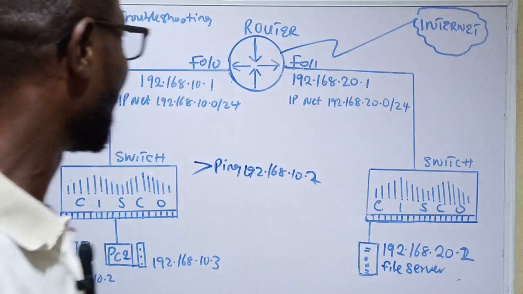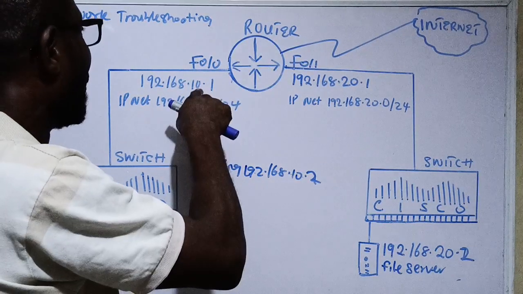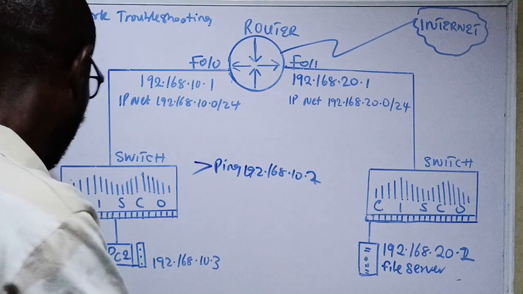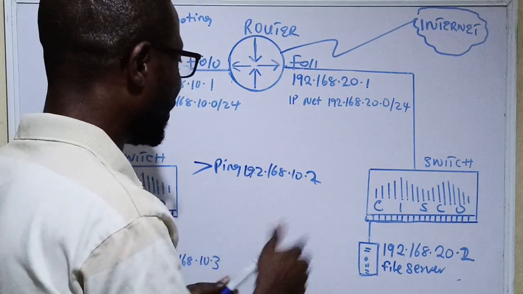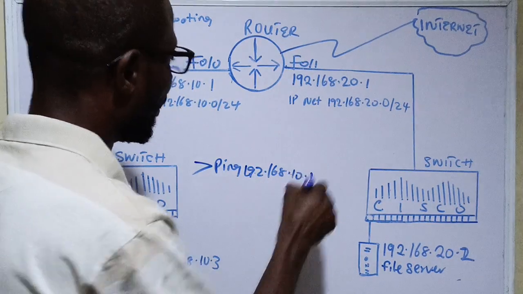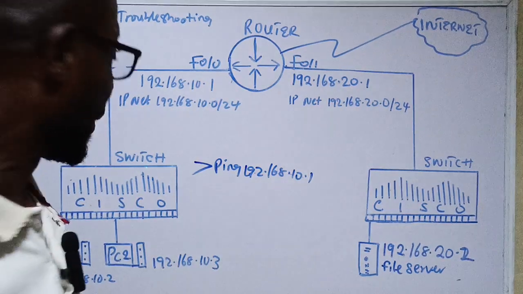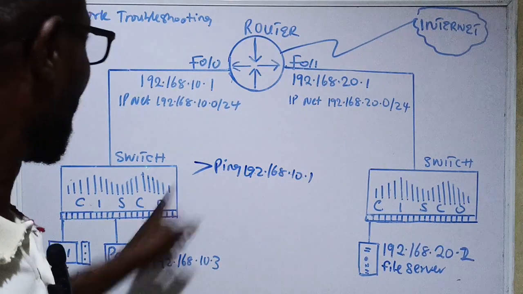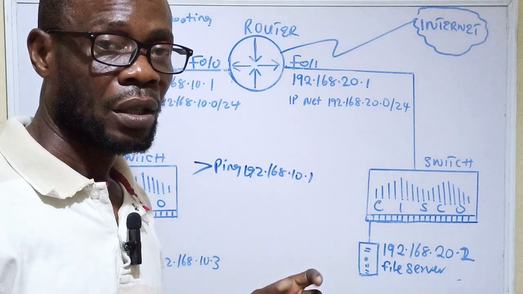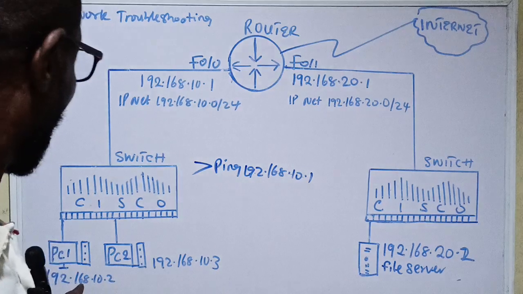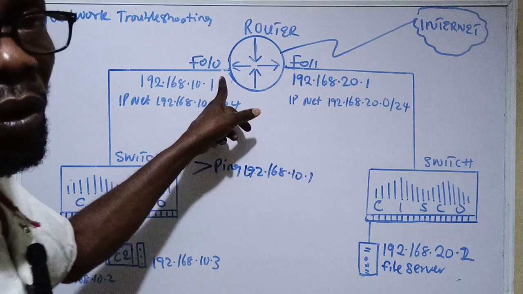The third step is to ping the default gateway of this computer, which is this IP address, to see if there is a connection from here to the router. It is this one here. You ping it. If it is successful, it means there is a connection between here and here, and everything is working properly. If it is not successful, it means there is a physical network problem from the computer to here.